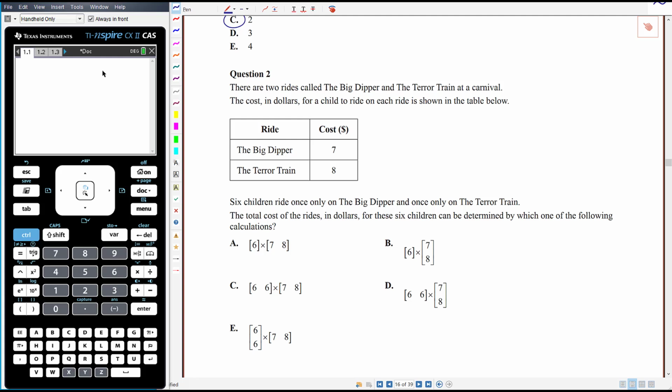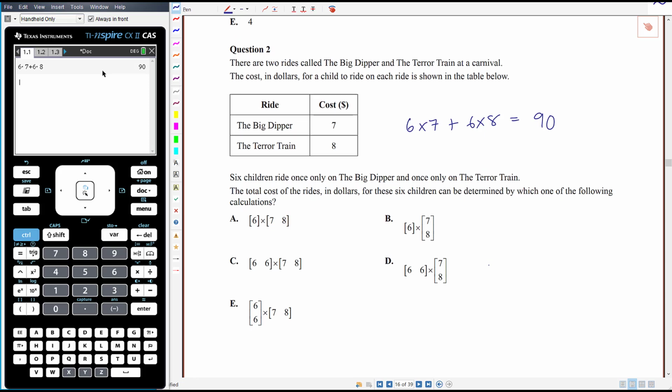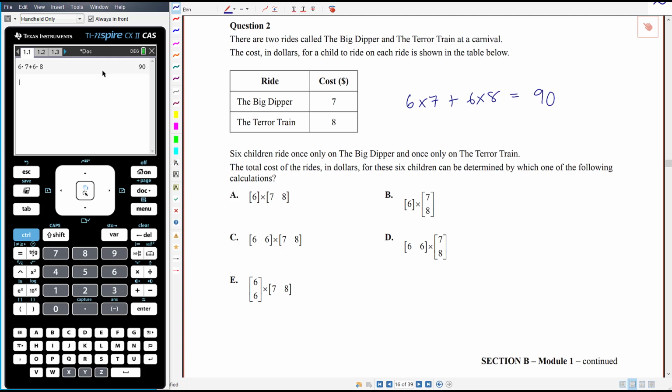So you know that the calculation that needs to happen is going to be 6 times 7 plus 6 times 8, to give a total of $90. Okay, that should be the calculation that we get from the matrix multiplication. So that is 6 children spend $7 to ride the Big Dipper once, and 6 children spend $8 to ride the Terror Train once. Okay, so we want to think about which of these will actually give that calculation.